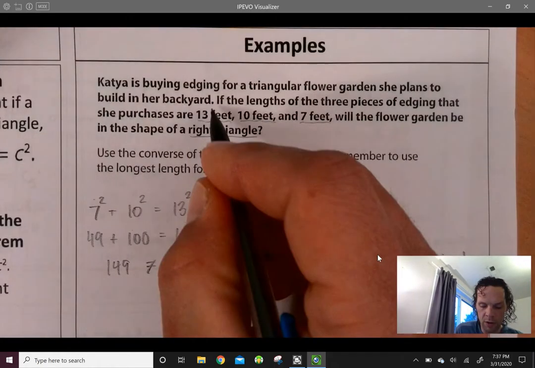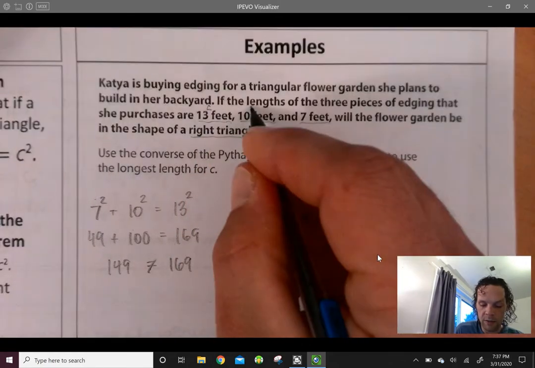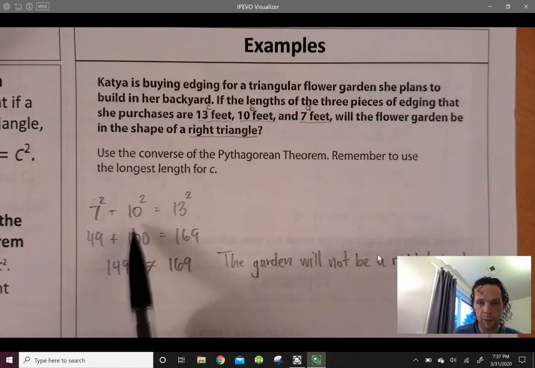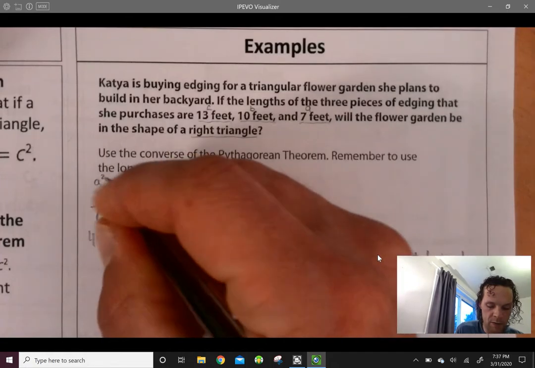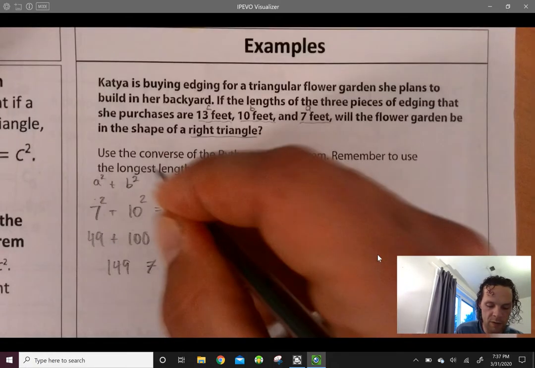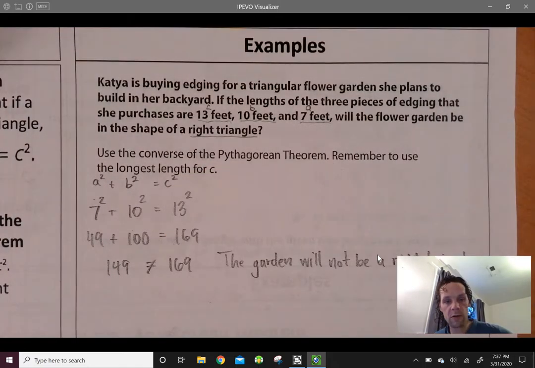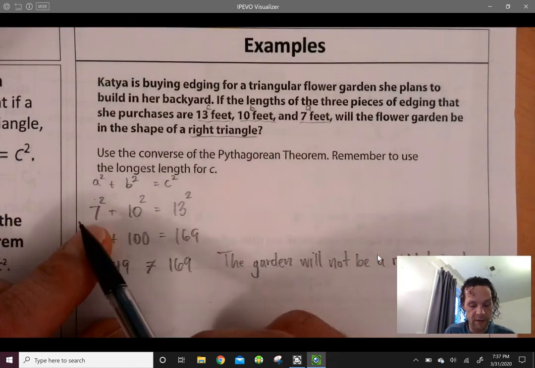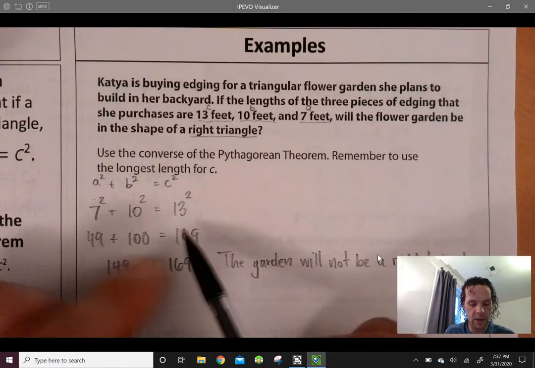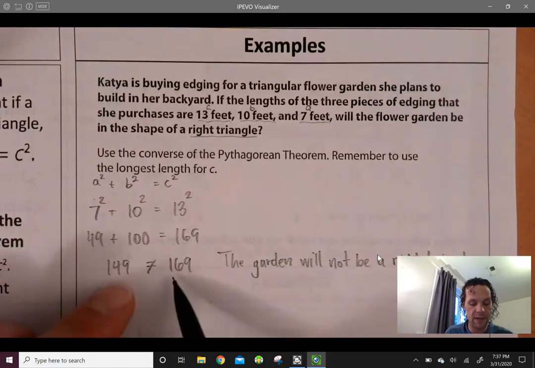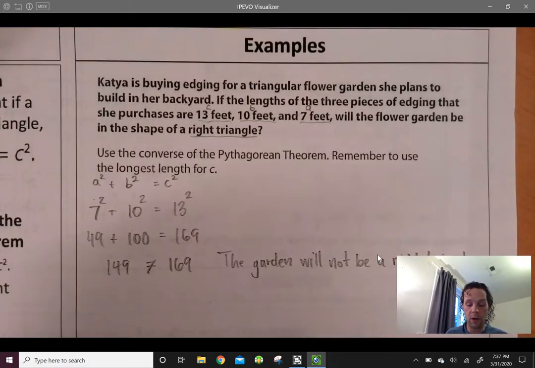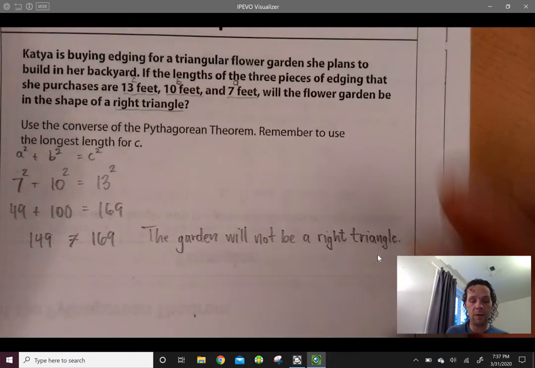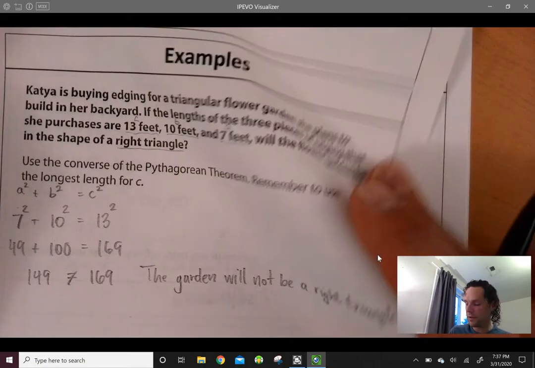Now remember, the long side is going to be C, and the other two sides, it doesn't matter if they're A or B. Then we work that out down here. I take the Pythagorean theorem, a squared plus b squared equals c squared. Write it as many times as you need to remember it and understand it, and then substitute the values you've assigned. 7 squared is 49 plus 10 squared is 100 equals 13 squared is 169. That is not, in fact, true. The garden is not going to be a right triangle. None of the angles of that triangle are going to be 90 degrees. Pause the video as you need to.